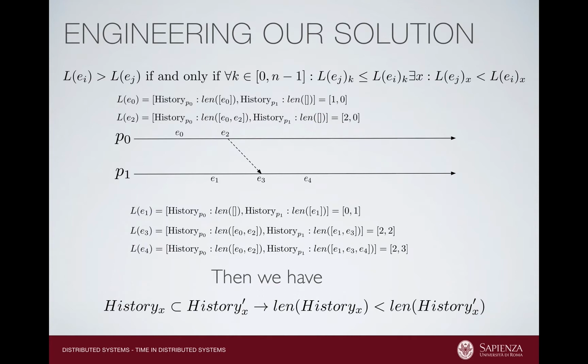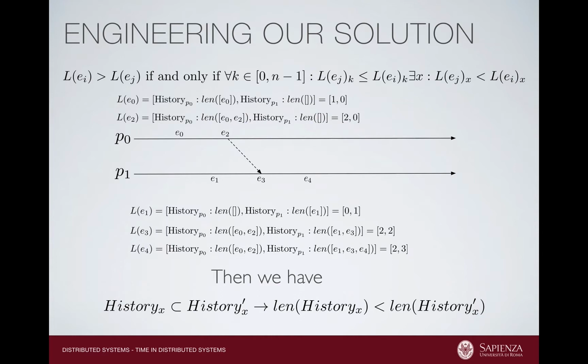So it means that if we substitute this structure with a structure that contains a location for each history, a fixed location that has to be the same on every process, and a number, then if we see that in that location a number is greater than another, we know that the corresponding list is included in the other.